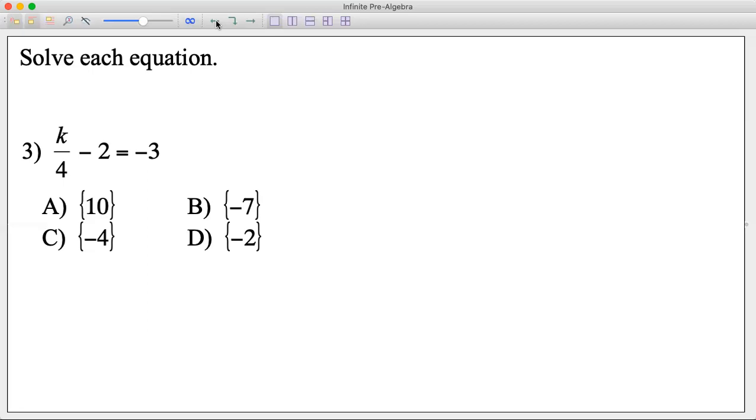How do we get rid of the 4? We multiply both sides by 4. Be careful. You don't put the 4 right there. 4 times 4 is 16. You got rid of nothing. The 4 needs to go on the top.